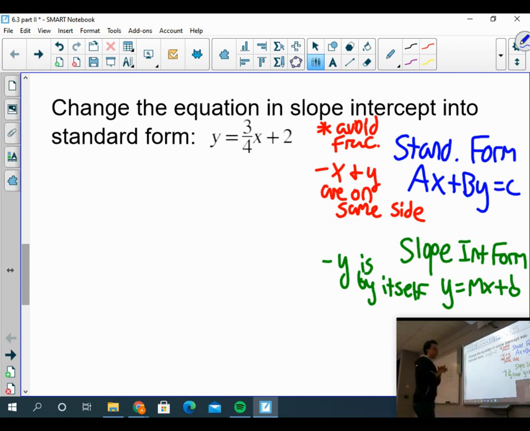Now, the question becomes, how do we get rid of fractions? And to do that, we need to think about what a fraction is. A fraction, we are dividing two numbers. How do we undo division? Multiplication. So if I want to get rid of this 3/4, I need to multiply by 4.